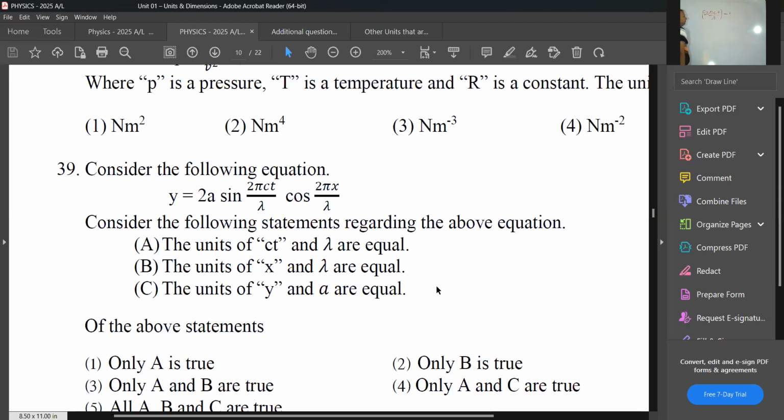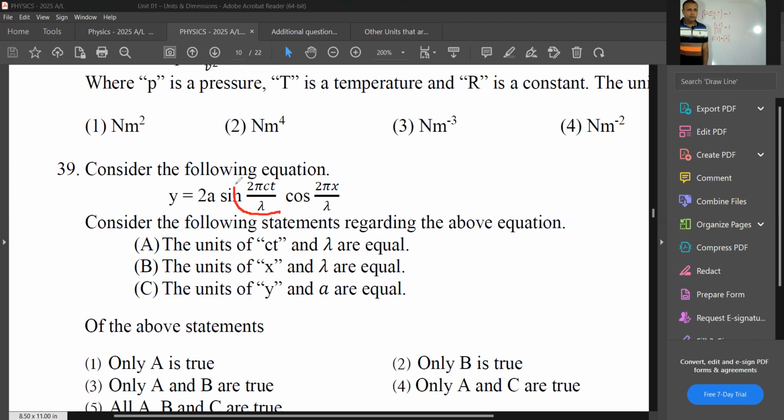So I don't want to write that one. Then the dimension of CT over the dimension of lambda is equal to 1. That means the dimension of CT equals the dimension of lambda. That is how I calculate this thing. But you don't want to calculate this thing. Just think like this.